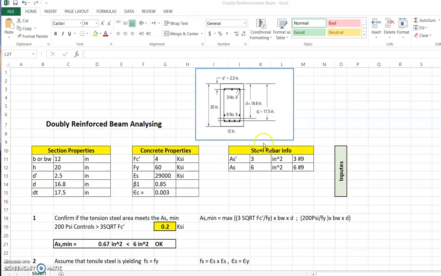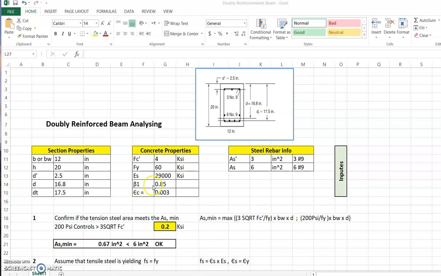So these top three tables, these are our inputs. So we manually insert all this information here. So B or BW is 12 inches, H is the height of the beam, D prime, D that we have here also, and DT. So concrete properties, FC prime is 4 psi, Fy is 60 psi for steel, and ES, modulus of elasticity of the steel rebar, is 29,000 psi.